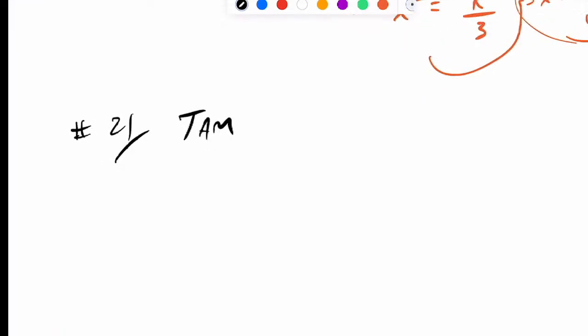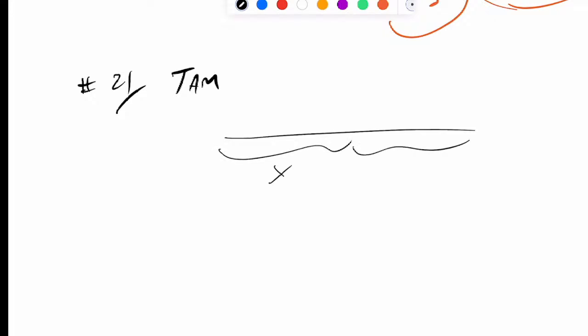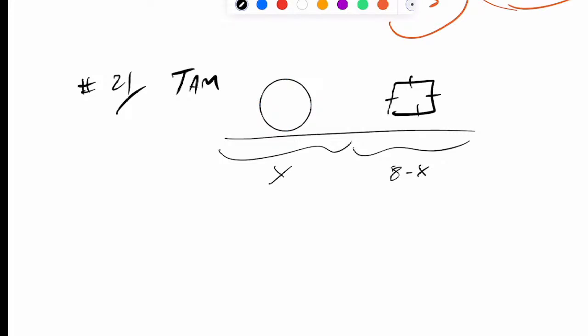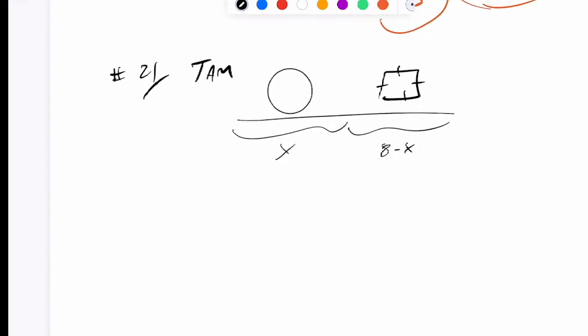All right, Maru, let's check it out. So 21 from the orange book here. They give you a wire, so same sort of setup. The wire for 21 is 8, so we'll cut it at x. One forms a circle, the other forms a square. So circle, square. And in this question for 21, they want minimum and maximum.